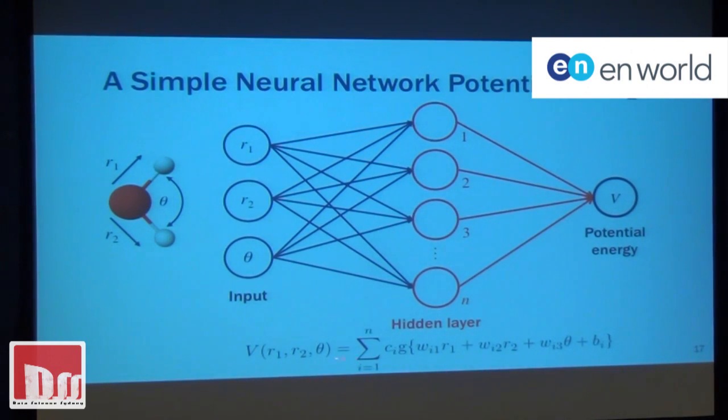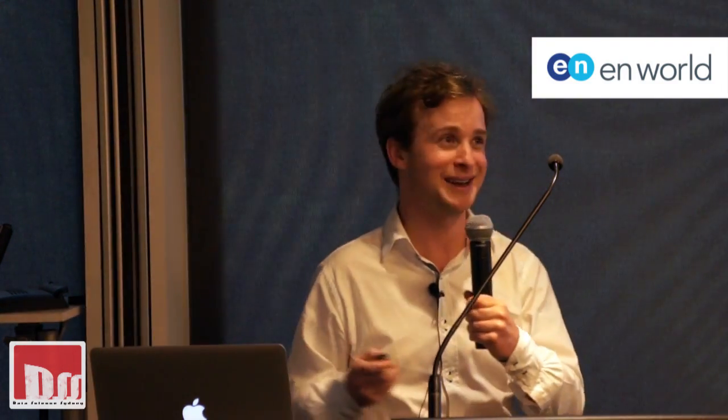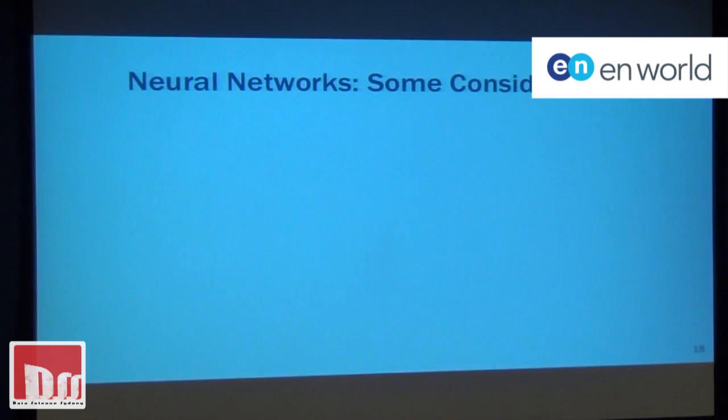So written down here, the potential energy as a function of R1, R2, and theta is equal to a sum over those hidden layer nodes multiplied by some coefficient, and using a sigmoid activation function there. And the network's trained using, it's just a fairly straightforward feed forward network, and you train it using the usual backpropagation and adjust the weights.